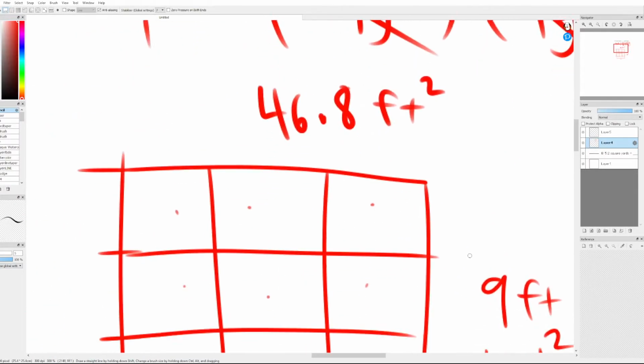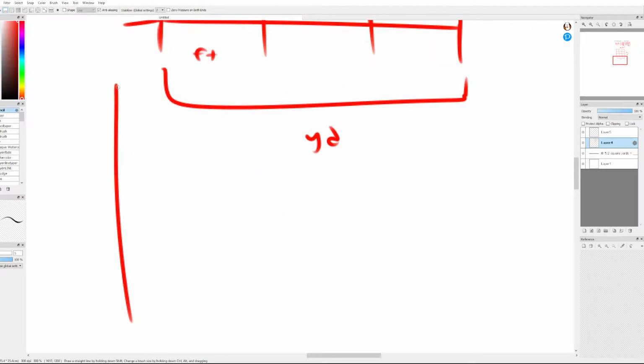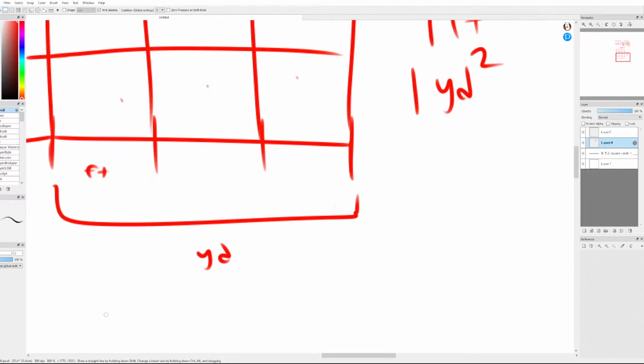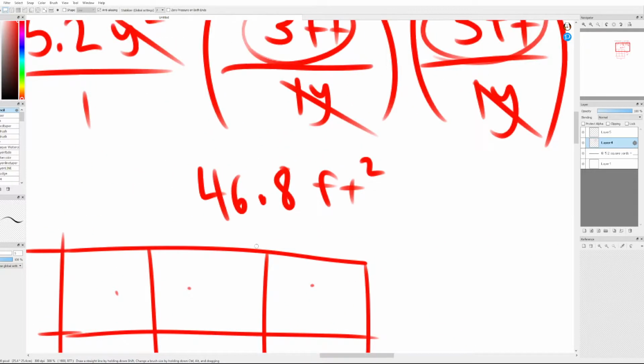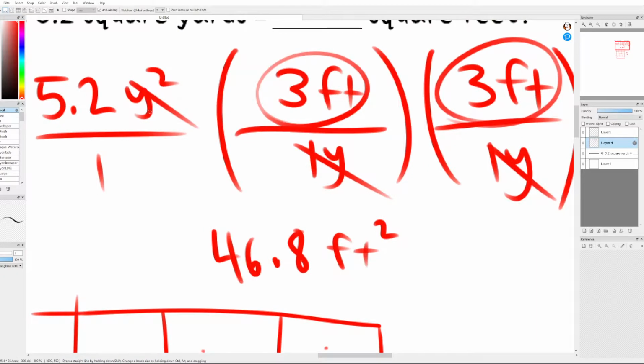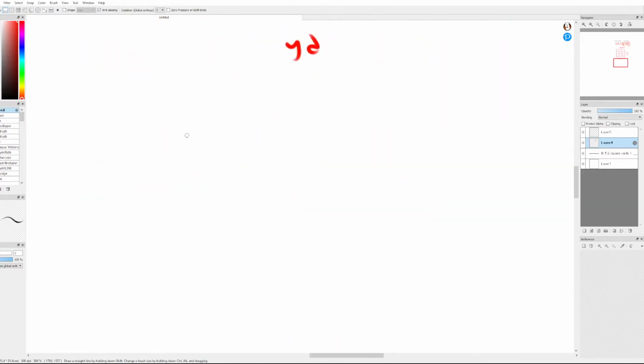So in this case, we have 5.2 yards, and so that also means we have 5.2 yards going up because it's squared, which means you're gonna have to times the 3 feet by that twice instead of just once, because we're talking about it in 2 directions rather than just a line.